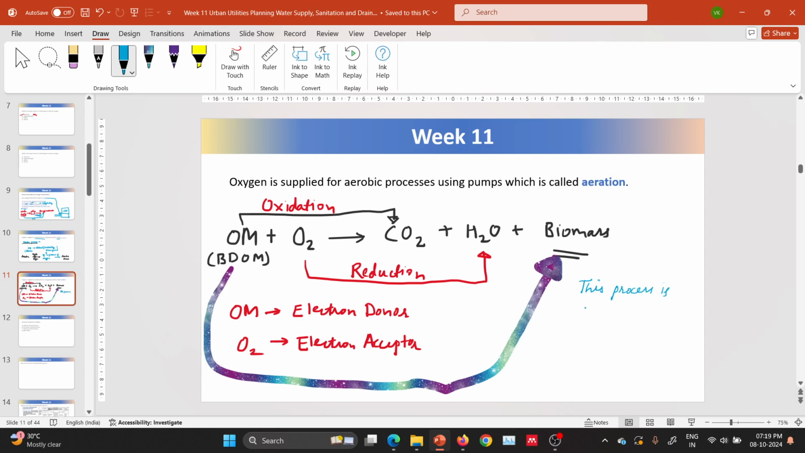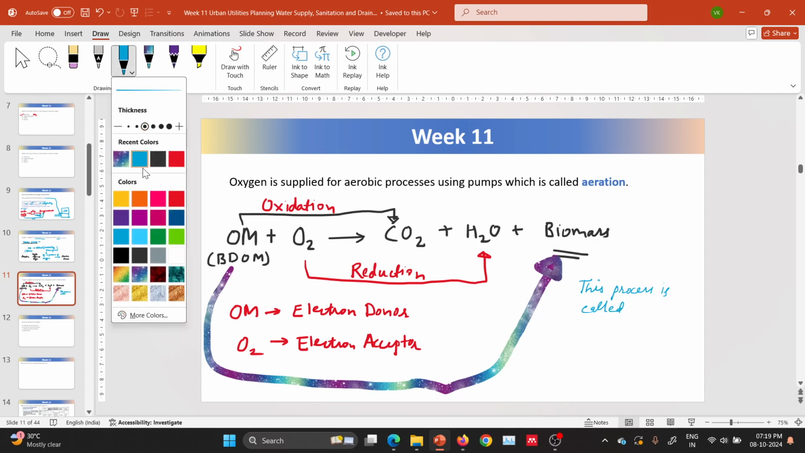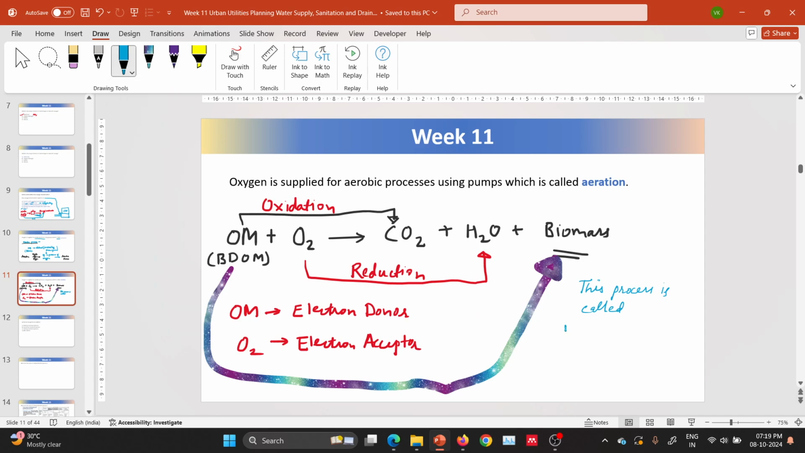This process is called biological process. And this is aerobic process. If the same process occurs in absence of molecular oxygen, then it is called anaerobic process.